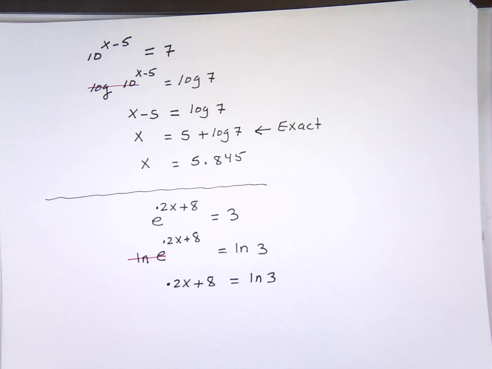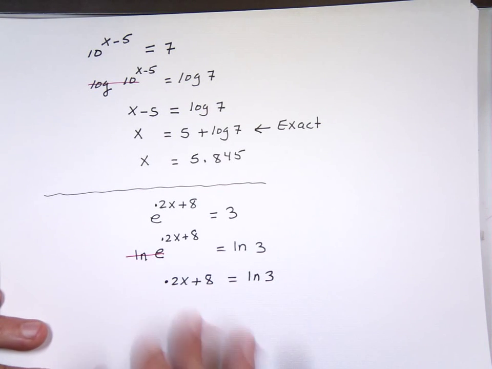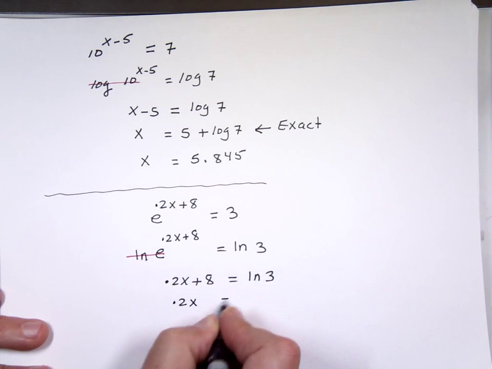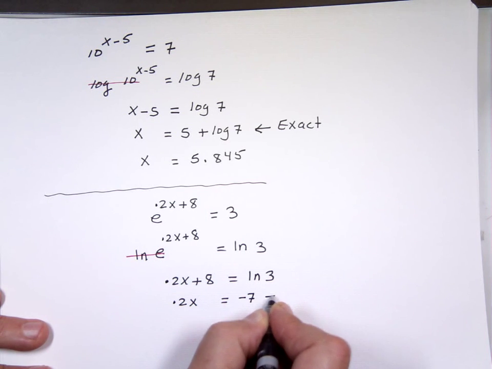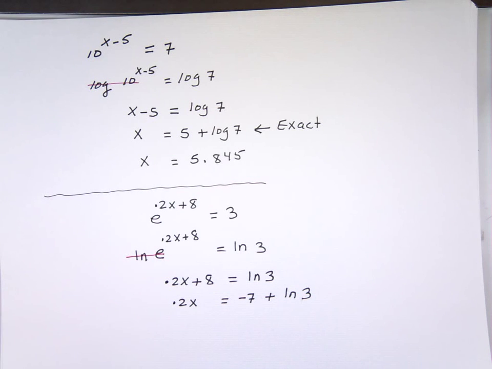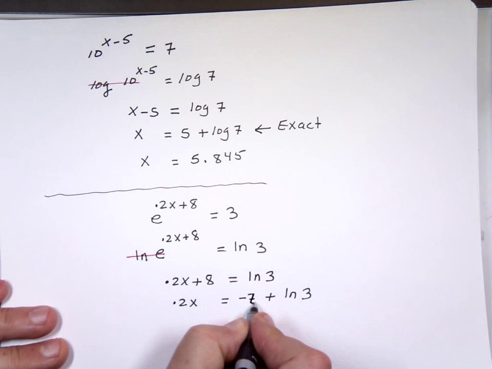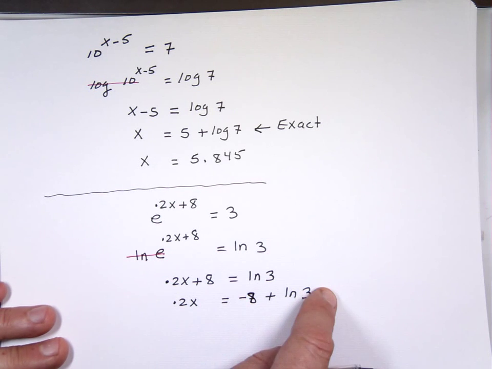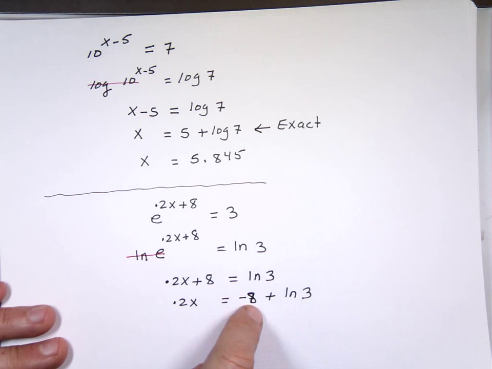To solve that, what are we going to do? Subtract 8 from both sides, right? So 0.2x equals what? Negative 8 plus the natural log of 3. I'm subtracting 8 from both sides. I don't like to put the negative 8 at the end of that because I don't want people to think 3 minus 8 and subtract the two numbers. So I put that in the front.